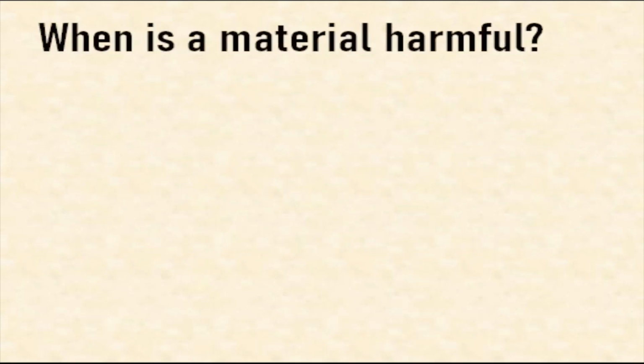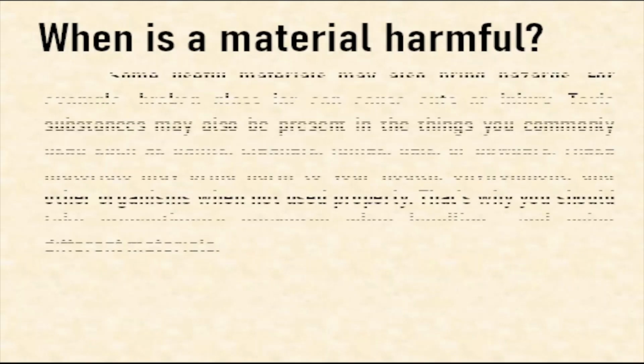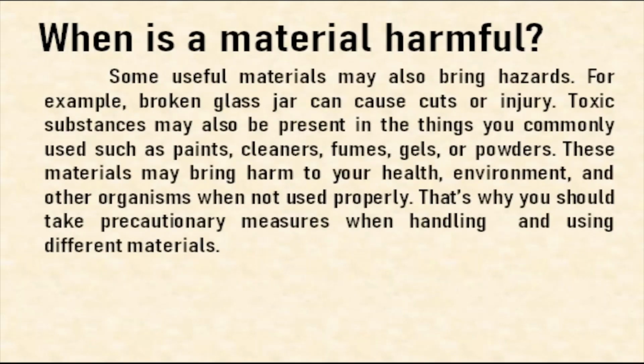When is a material harmful? Some useful materials may also bring hazards. For example, a broken glass jar can cause cuts or injury. Toxic substances may also be present in the things you commonly use, such as paints, cleaners, fumes, gels, or powders. These materials may bring harm to your health, environment, and other organisms when not used properly. That's why you should take precautionary measures when handling and using different materials.